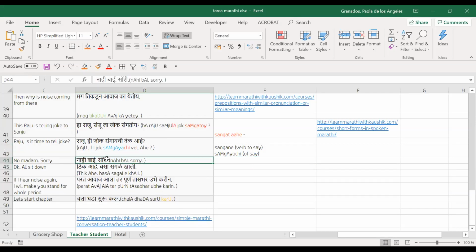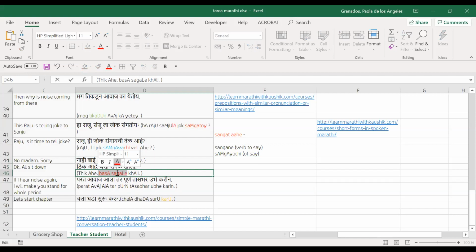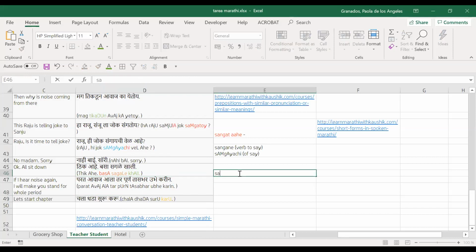Then here, nahi bai. Thik ahe. Basa sagle khali. Sagale, basa is to sit, like sort of be seated, right? Sagale is not a verb, sagale is all. So sagale khali basa, all sit down. Khali is down. Just two words are separated, like basa and khali. You can arrange it differently: sagale khali basa, basa khali sagale. Anyway, you can say it.